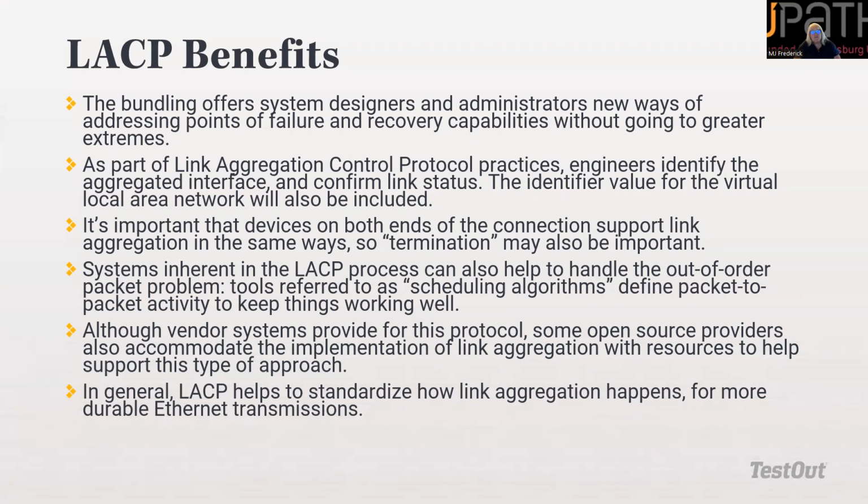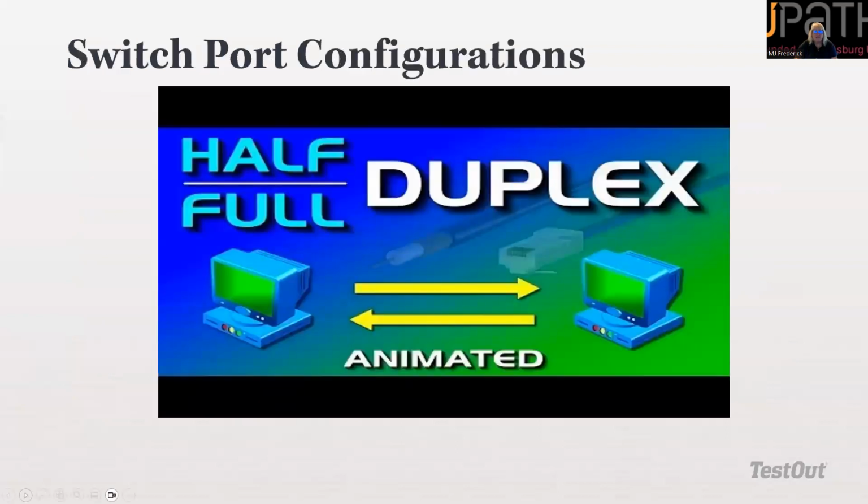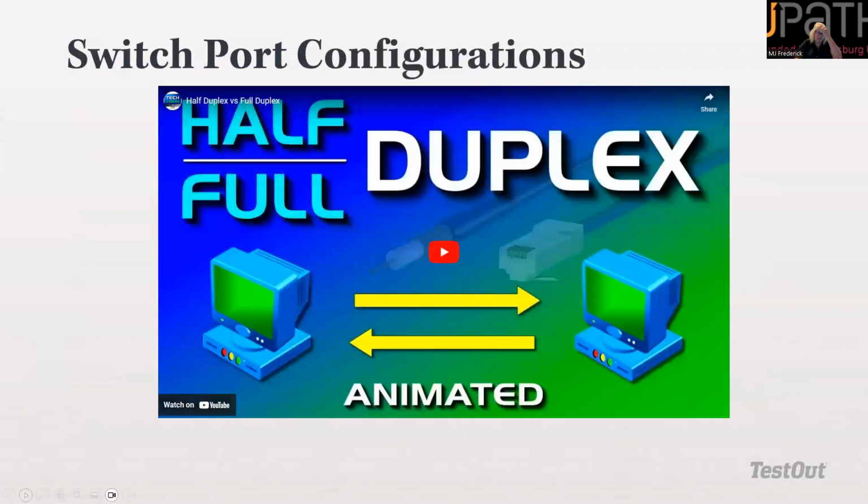Also, vendor systems provide this protocol, so some of our open source providers can accommodate this implementation of link aggregation. And in general, it helps to standardize how link aggregation happens for more durable Ethernet transmissions. So it's a very important process that we have in our networking.